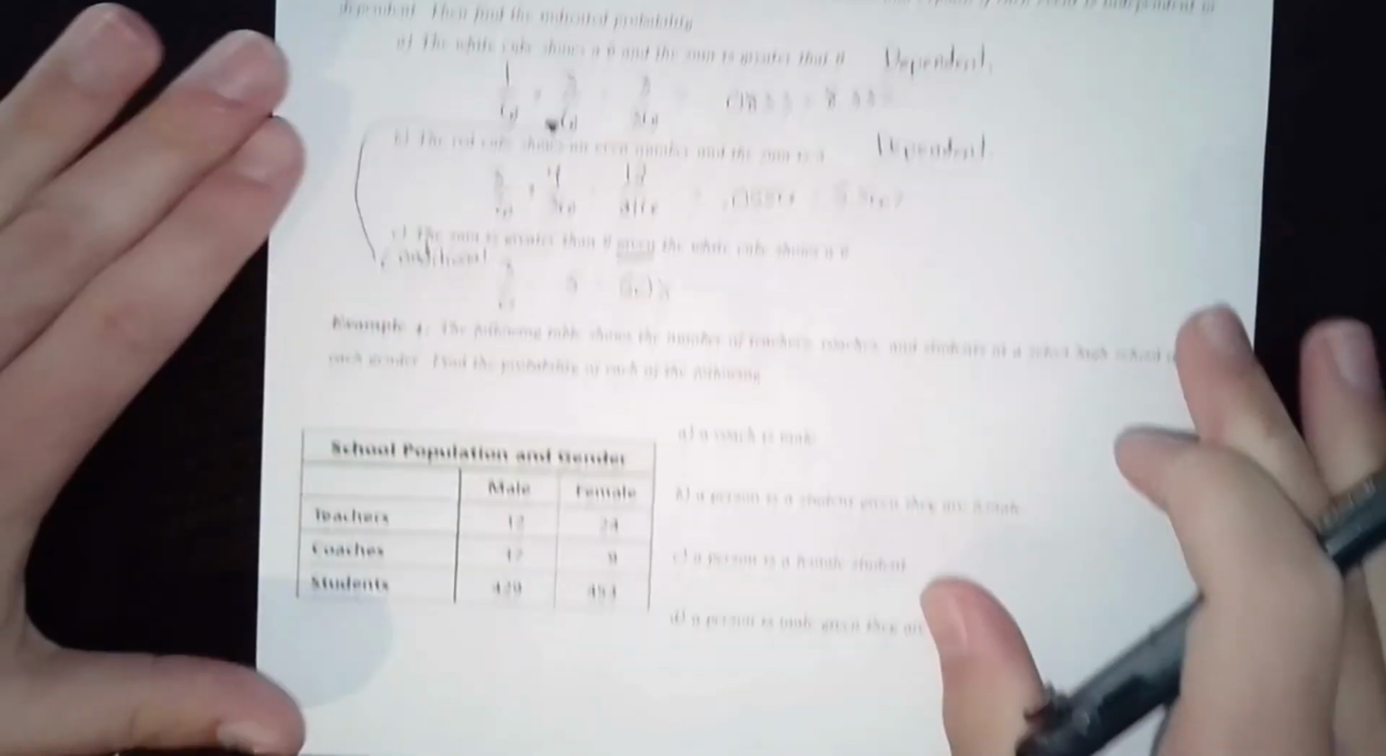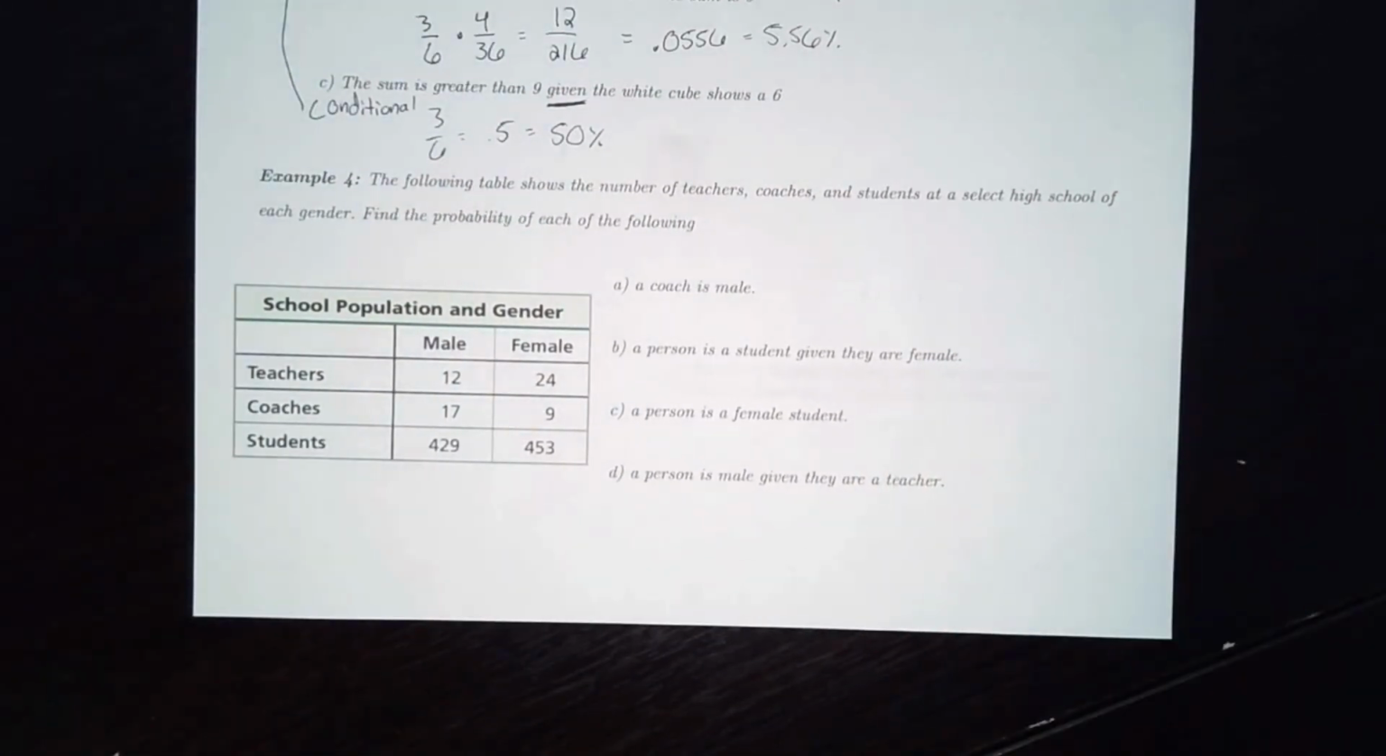Okay, last one we want to talk about here is the table. This is another common type of question that you're going to see. You'll see it on your homework and on your practice and quiz as well. So we have this table. This one shows the number of teachers, coaches, and students at a select high school for each gender. We're finding the probabilities of the following. So we're going to start with that a coach is male. So we're starting with coaches, and we're saying that they're male.